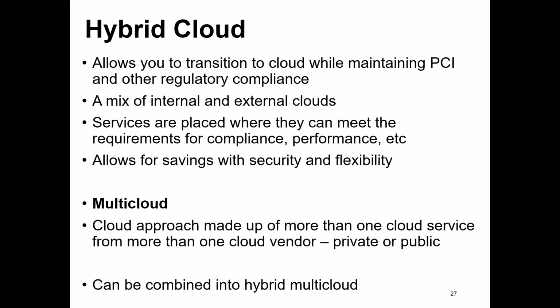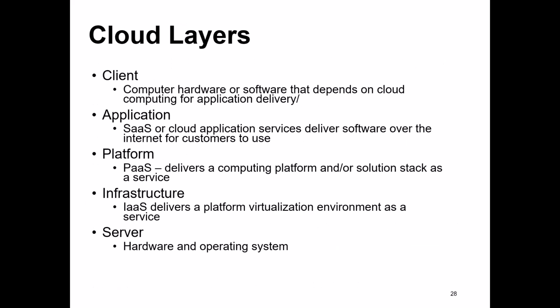And then hybrid cloud, this is one of the things that allows you to transition to cloud, but you'll still maintain your PCI and other regulatory compliance. So things that have PCI, etc. rules, you could keep on your private cloud within your data center and put the things out in the public cloud where you don't have those kind of regulations. Basically, you're placing services where they can meet the requirements for compliance and performance and scalability and so on. It gets you a lot more of the savings over private cloud, but gives you some of the security, etc., that you get with private cloud. And another term is multi-cloud, which is really where you're using more than one cloud service from more than one cloud vendor. So you could combine multi-cloud and hybrid cloud into a hybrid multi-cloud. There's a lot of different options for what you can do.